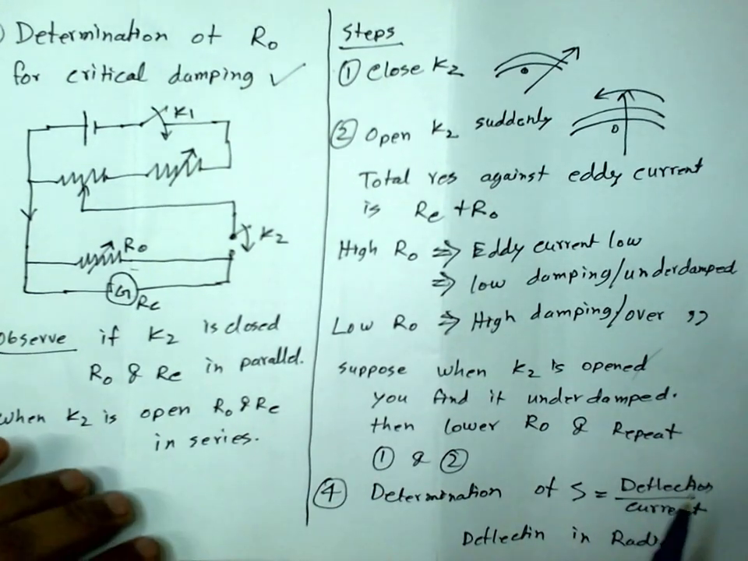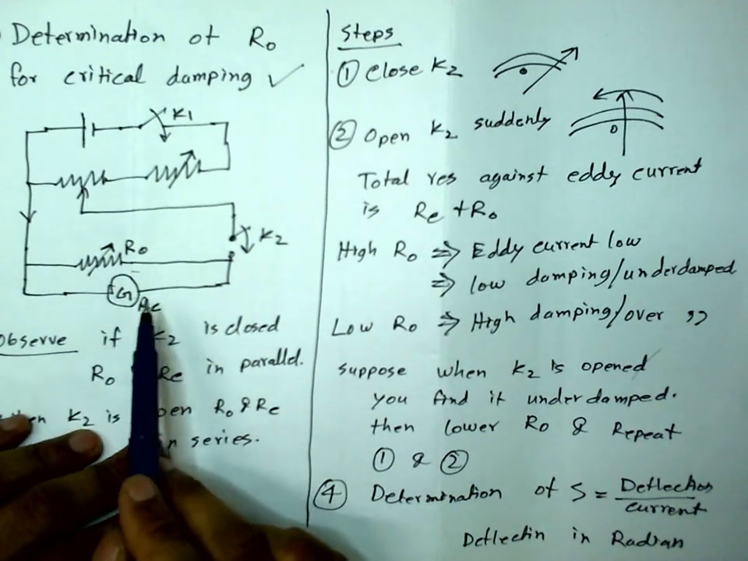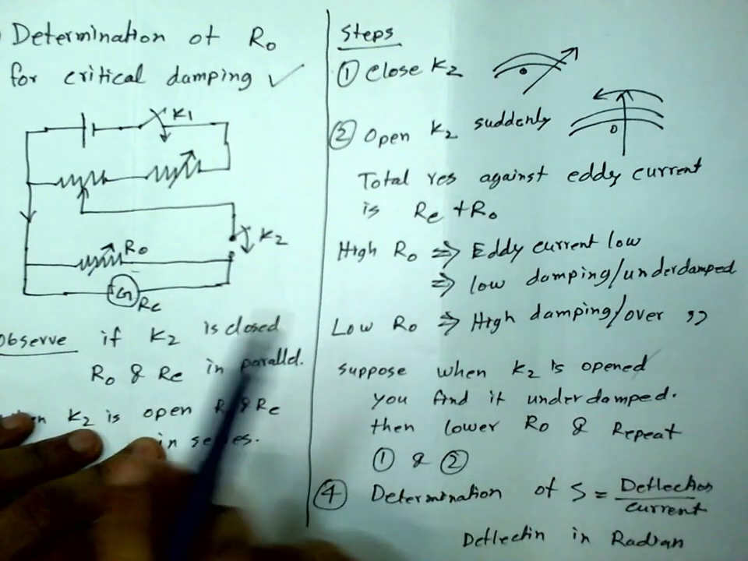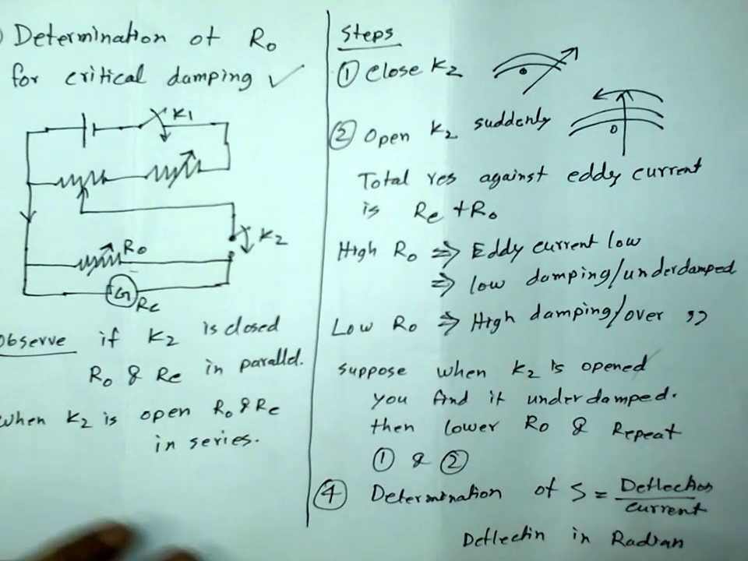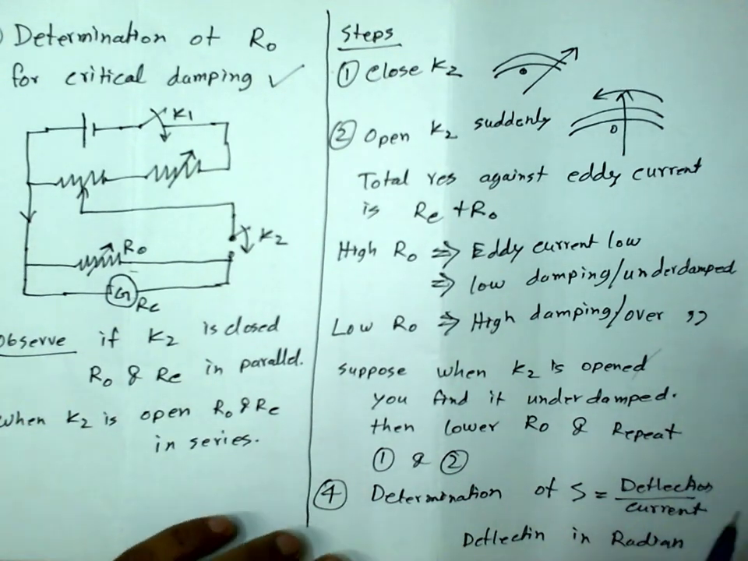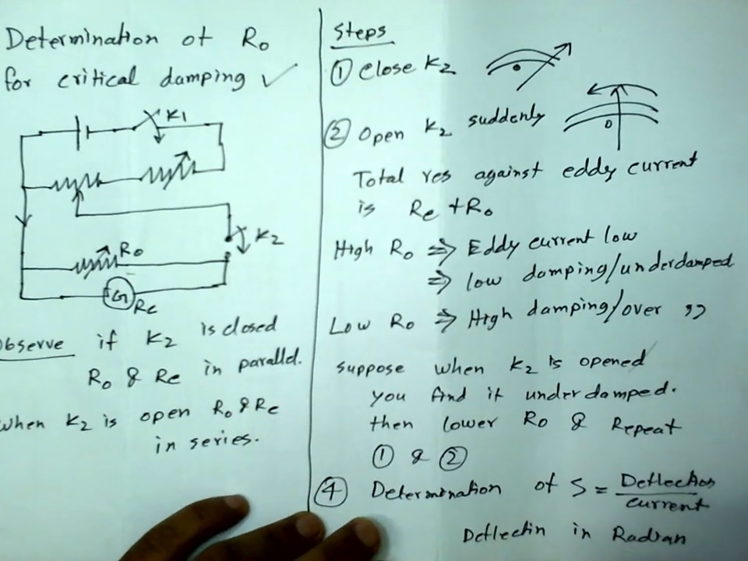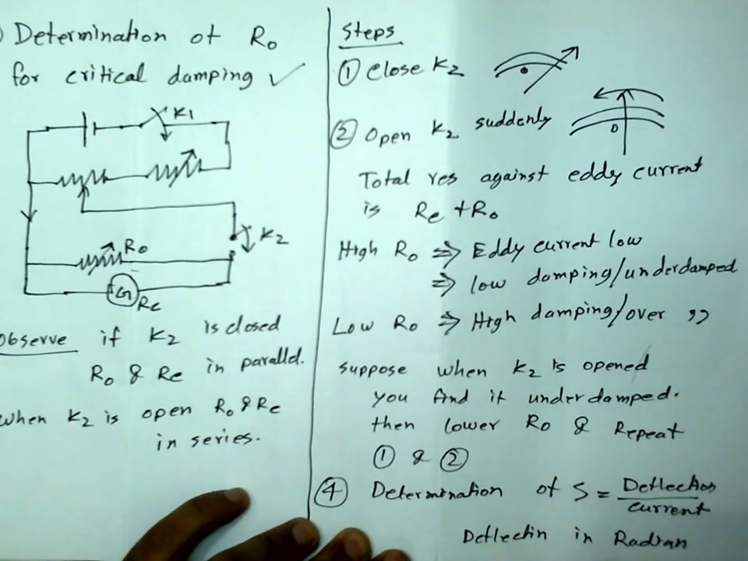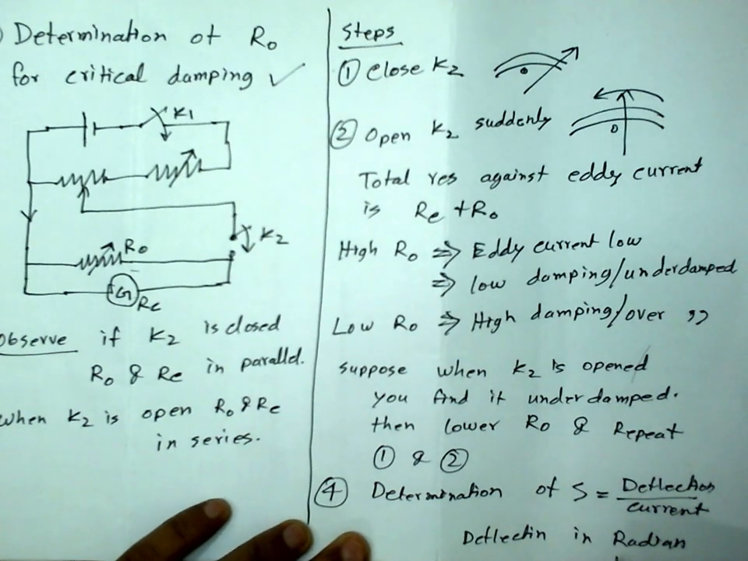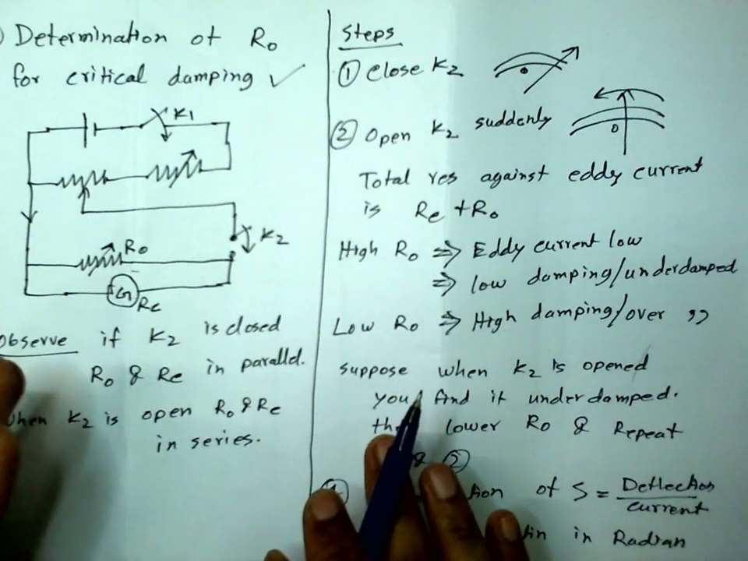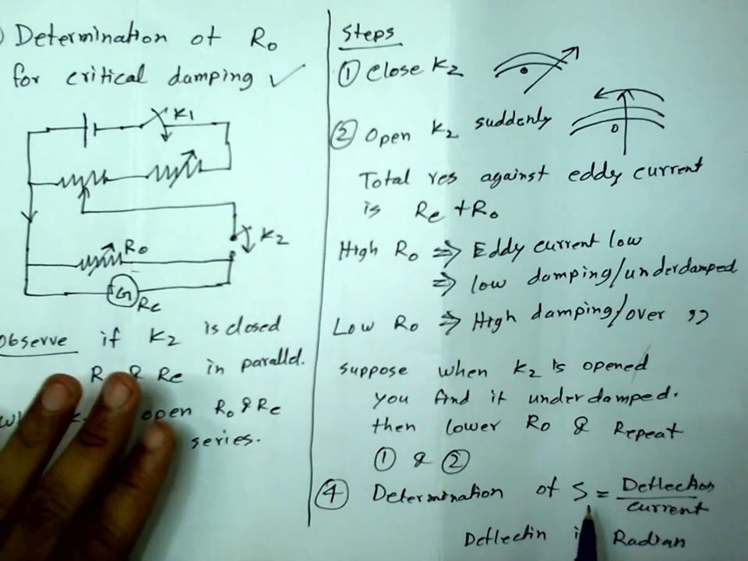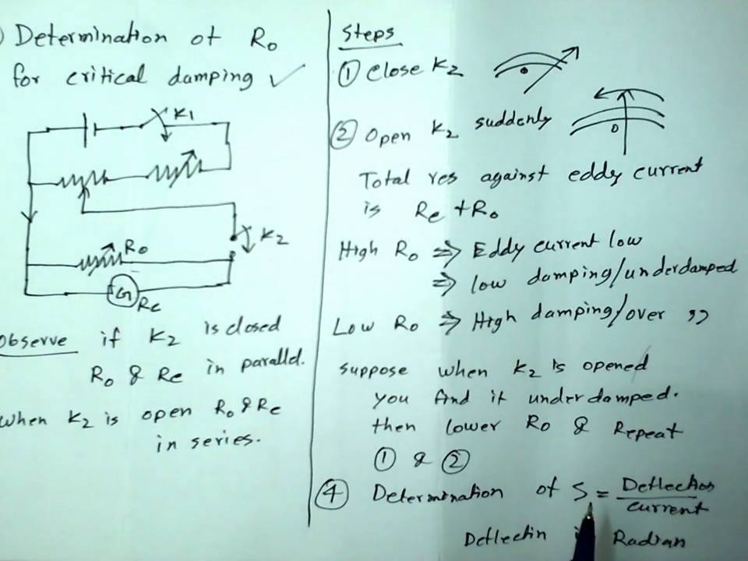Okay, so in our lab we will see that there is a light pointer which moves along a scale, so that gives deflection in millimeter or centimeter, which you have to convert into radian. That's very easy. As soon as you see the setup, you will know how to do that. But this deflection should be in radian, because in all the theories that we have done before, this sensitivity was assumed to be in radian per ampere. So this has to be in the same unit, otherwise those equations won't be valid.